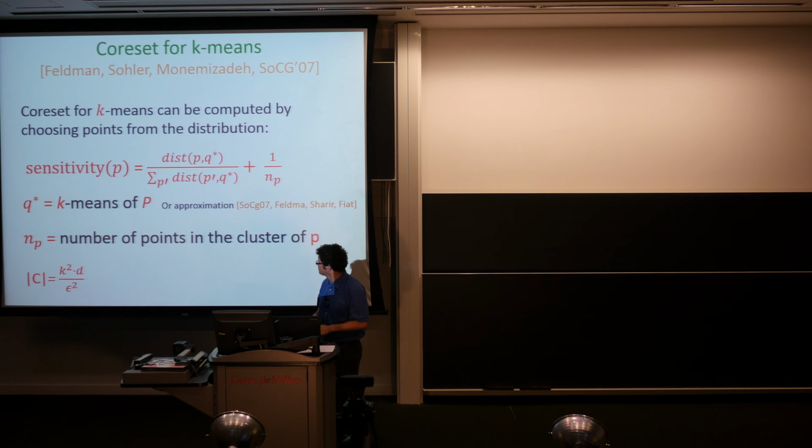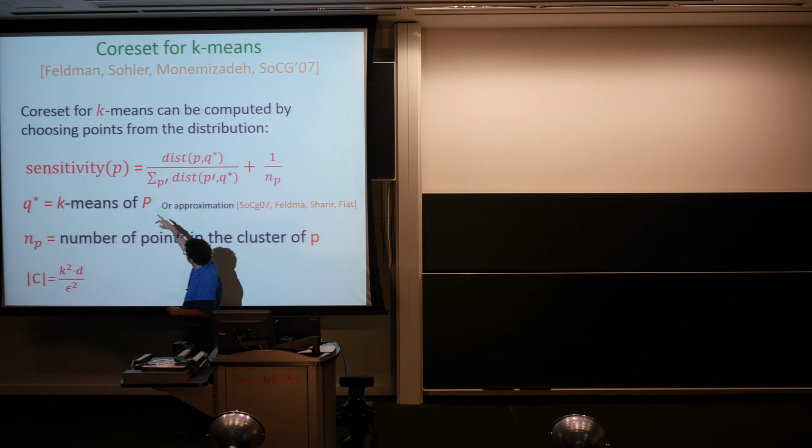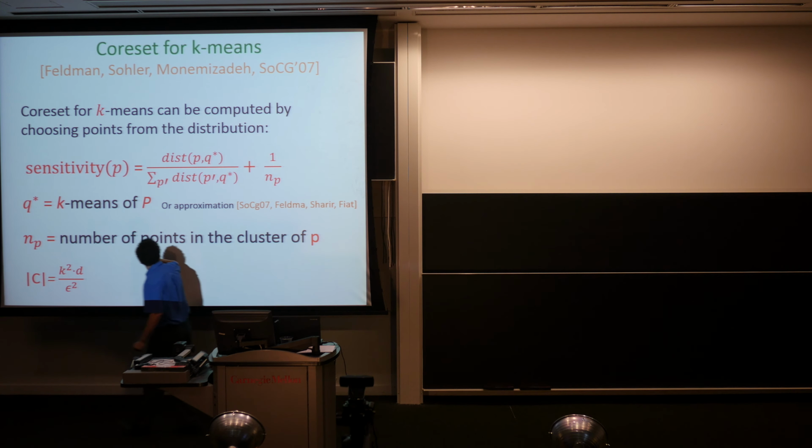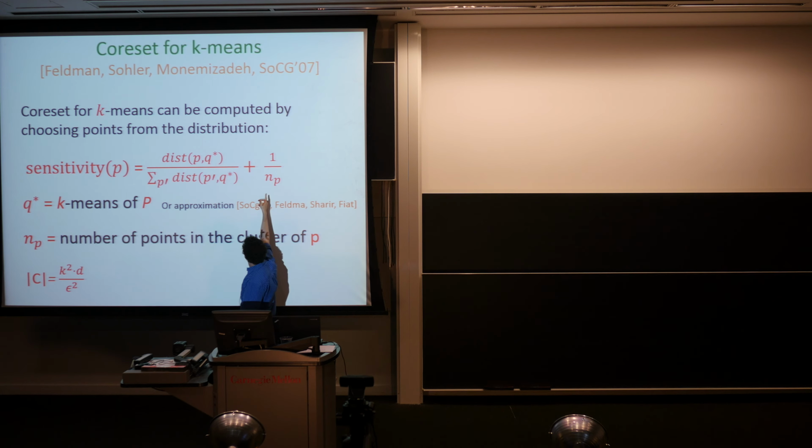So for example, for k-means, we're able to prove that the sensitivity of each point is its distance to the optimal solution, divided by the sum of distances to the optimal solution, plus 1 over n_p. Q star is the optimal solution: k-means if we talk about squared distances, k-median if we talk about sum of distances, and n_p is the number of points in your cluster. As I mentioned yesterday, if you're in a very small cluster, you'll be selected with high probability.